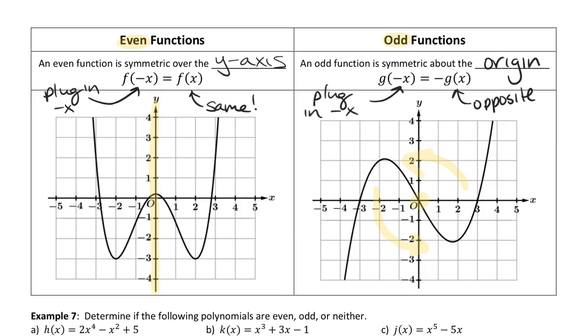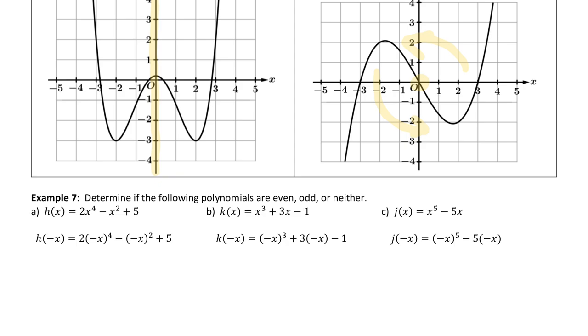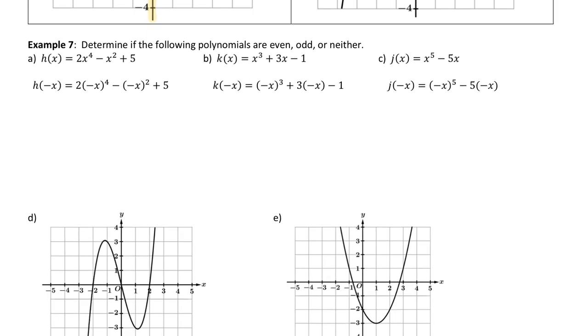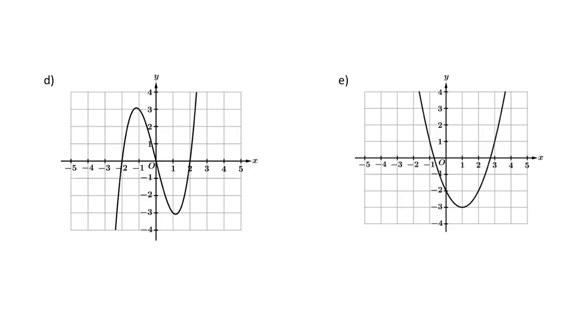So let's see what this might look like, finding these analytically and graphically. And in fact, we're going to do the graphical ones first. So if you look at your questions down here in example 7, we're going to skip A, B, and C, which I've started for you. And we're going to look down here at D and E. We're just trying to determine whether these are even, odd, or neither.